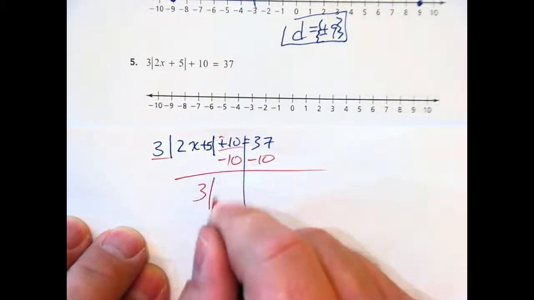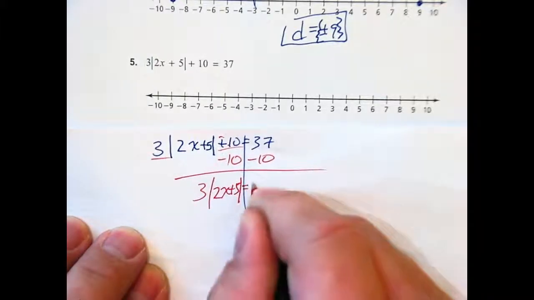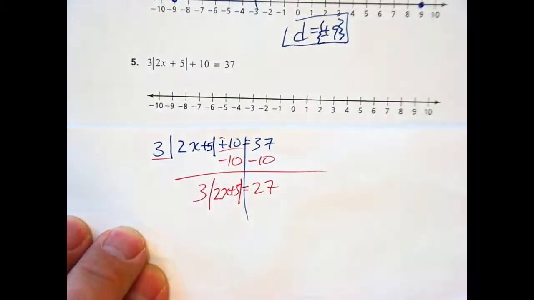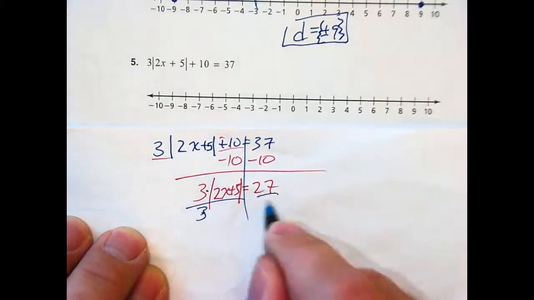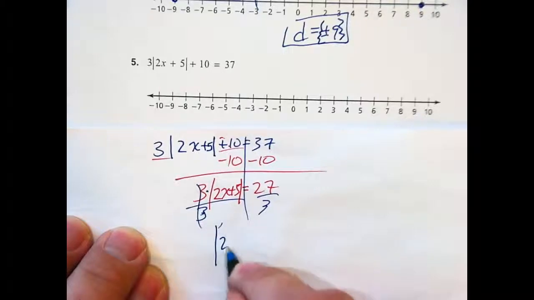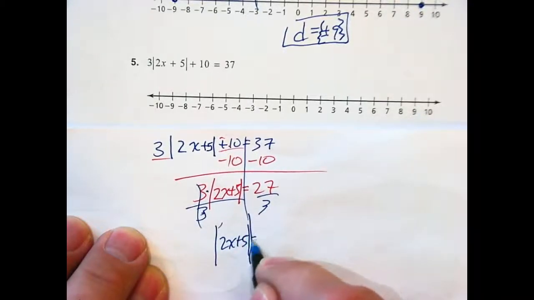Get 3 times the absolute value of 2x plus 5 equals 27. Then they're multiplying by 3, so we divide by 3. The absolute value of 2x plus 5 is 9.